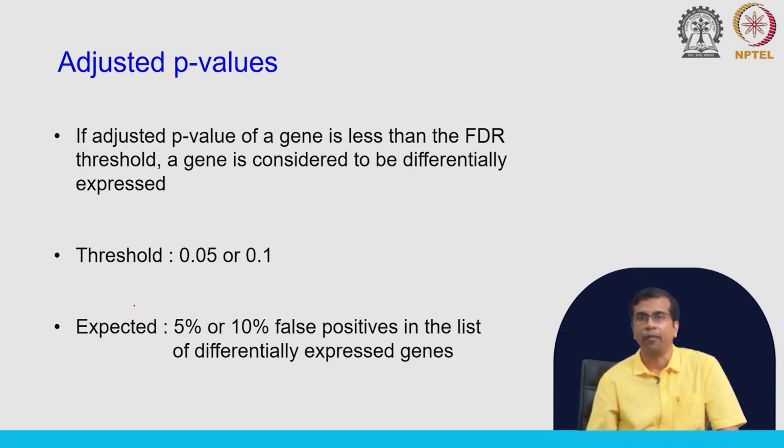So, if we set this threshold to be 0.1, we can expect about 10% false positives in the list of differentially expressed genes. So, finally, we identified, let us say, 100 genes to be differentially expressed, about 10% of them are false positives, because we have set the threshold at 0.1. Now, if you want to make it more stringent, of course, you can change it, you can make it 0.05, 0.02 and so on.